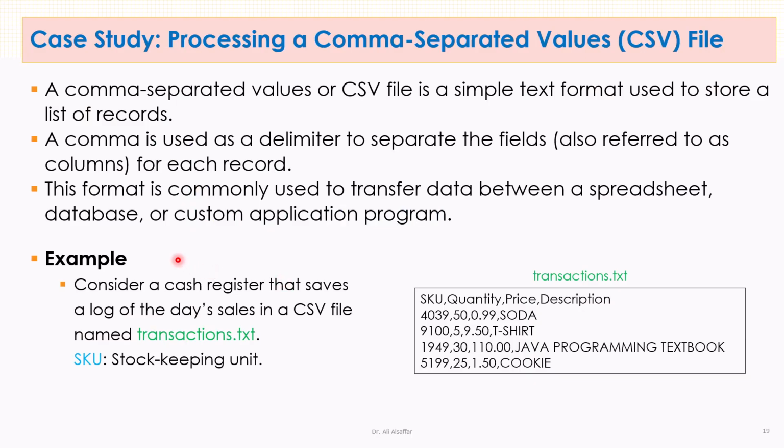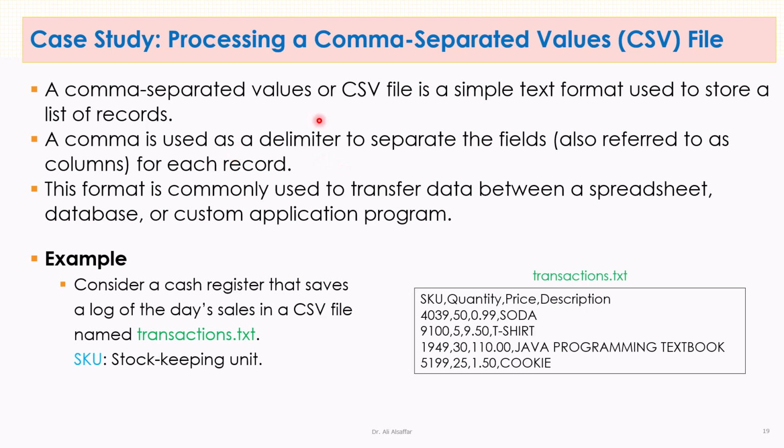Today's lecture, we're going to have more examples on how to open and read a text file for processing the data inside it. And we will start our examples with a case study. This case study is for processing a special type of file called comma-separated values files. CSV is short for comma-separated values. So first, let us define what a CSV is, and then we will show you how to process such files.